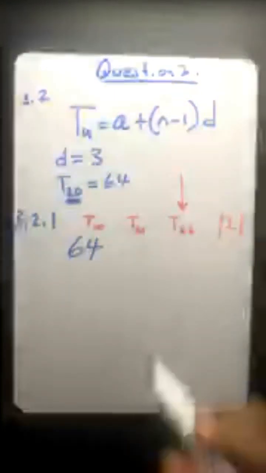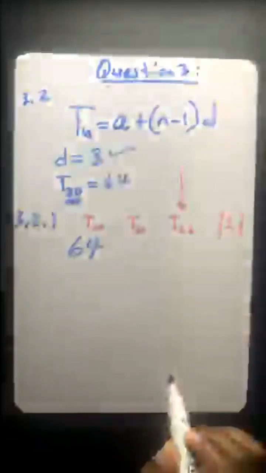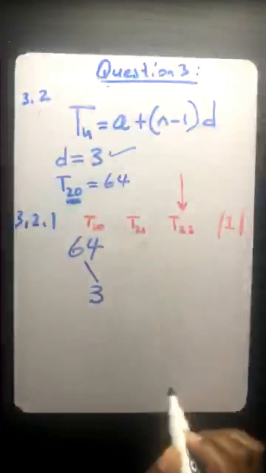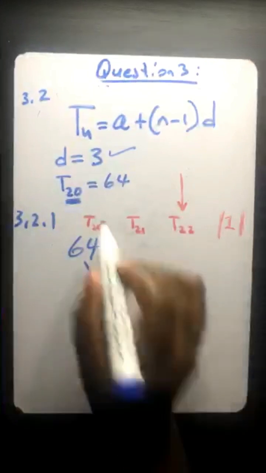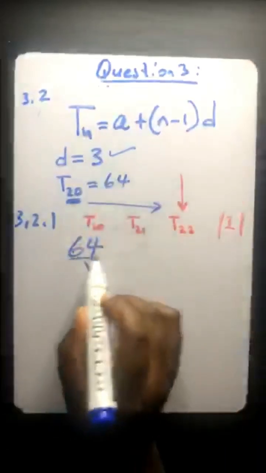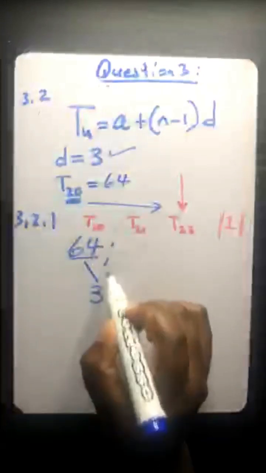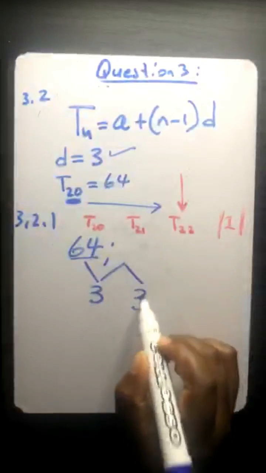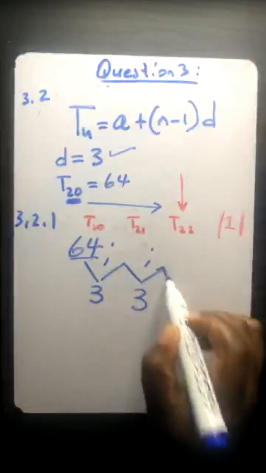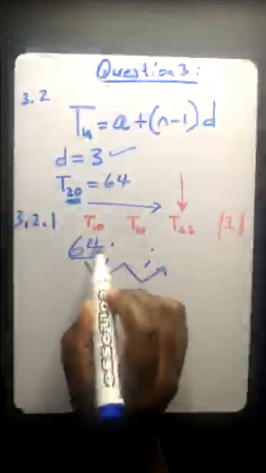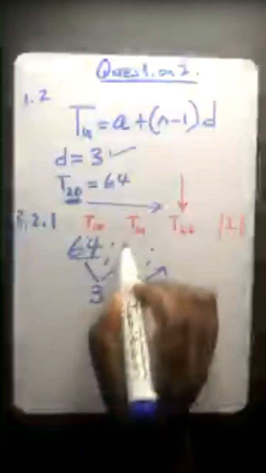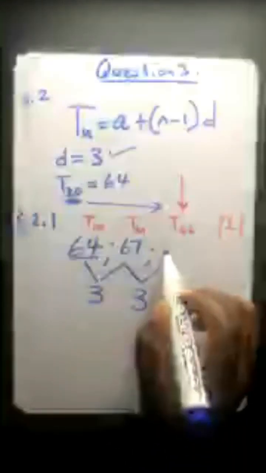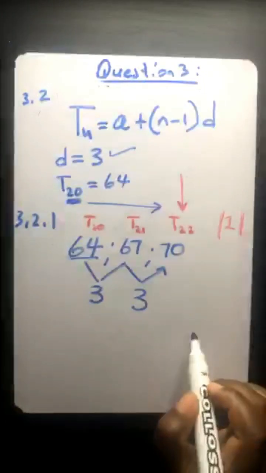Do you agree that they said the common difference is 3? To work it out in that direction, you just add the common difference to get the next term. So 64 plus 3 is 67. Then 67 plus 3 takes you to 70.